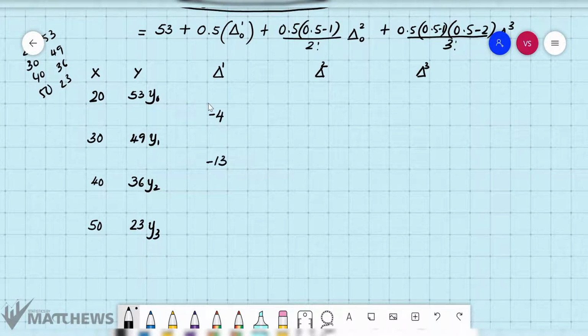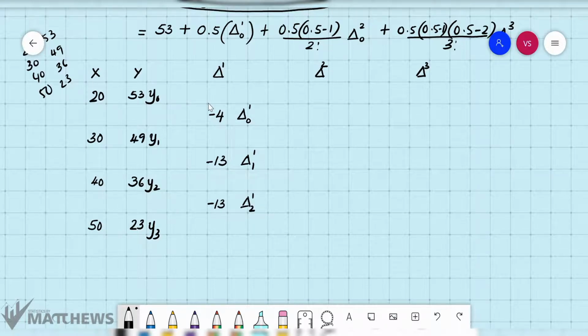Then 23 minus 36 is again minus 13. This is minus 13. Okay. So I'll denote this as delta naught raised to 1. This is delta 1 raised to 1. And this is delta 2 raised to 1.